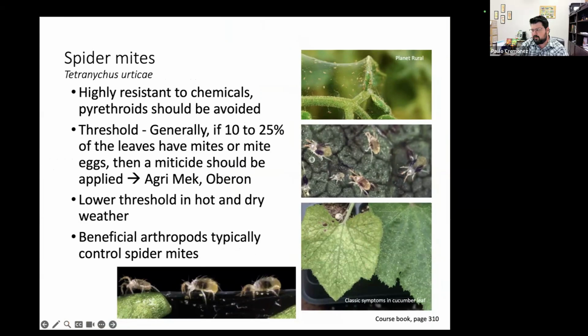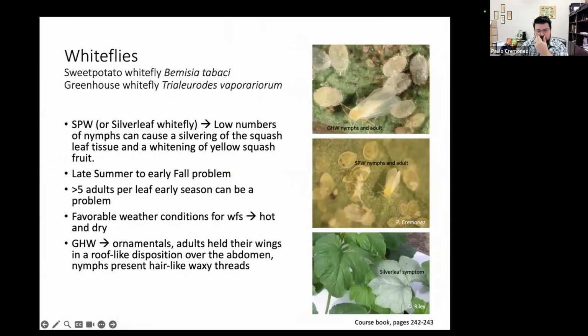So for example, other mites, predatory mites, and there are some currently commercially available options. Moving on to whiteflies, so we have two main species of whiteflies. The sweet potato whitefly, Bemisia tabaci, is the one that you will mainly find in the field, and they can be a problem in the greenhouse or semi-field environments, for example, high tunnels.